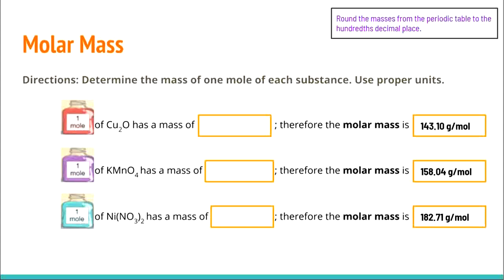Did you get these molar masses? We should all have the same answers. Your answer should be to the 100th place. Remember that we're all using the same periodic table. Your numbers should not be different from my numbers.